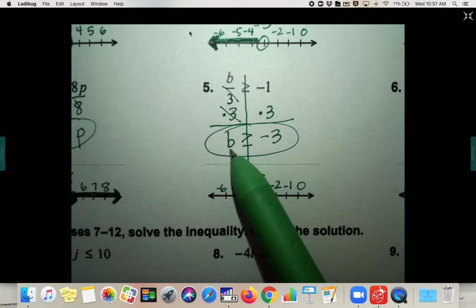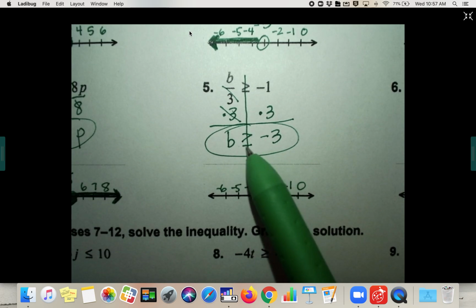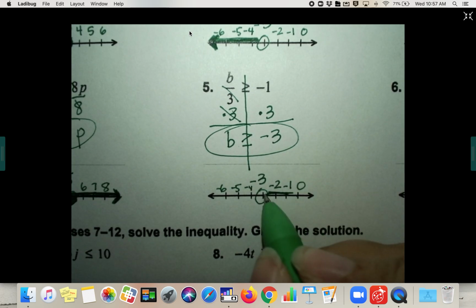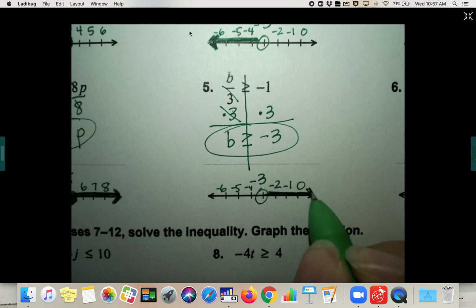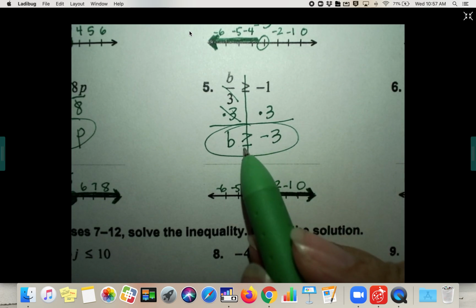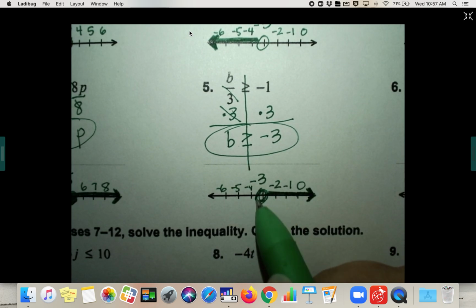And we want to represent that b is greater than or equal. So greater than is going to go to the right. These are the numbers that become greater. And or equal to means it could be -3 itself. So we want to shade that one in too.